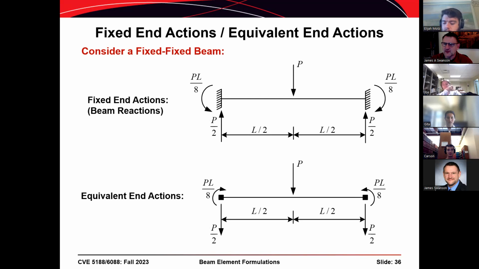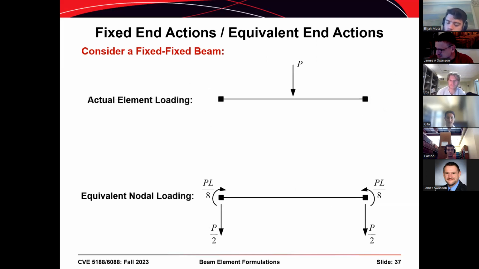So when you go to a table and look up fixed end actions, you're actually looking up the reactions to a fixed beam. But when you go and do a matrix formulation and you enter the loads, you don't want the fixed end actions. You want the equivalent end actions instead.